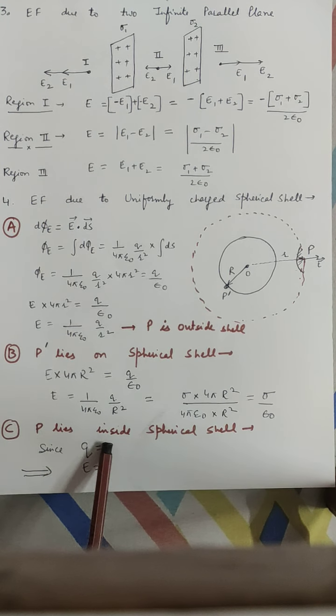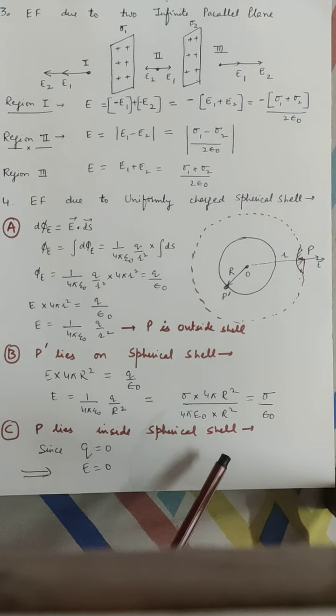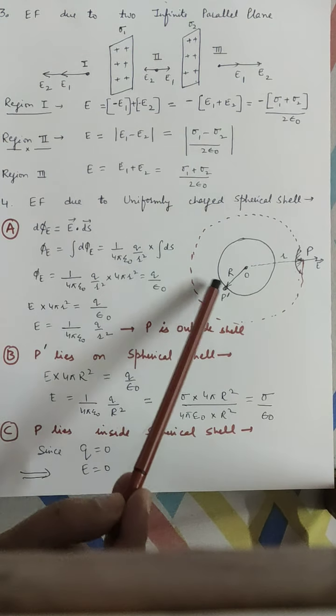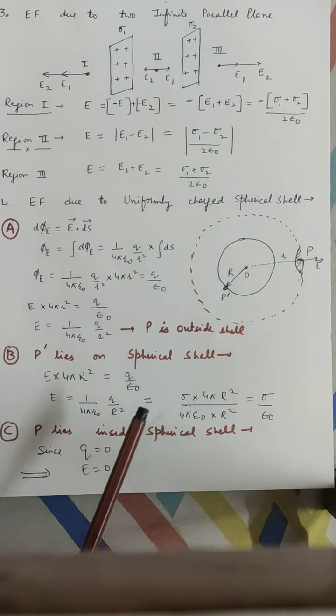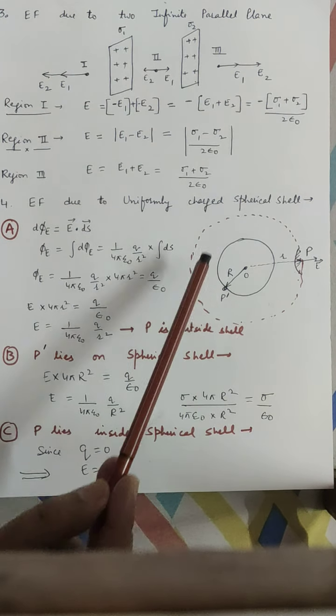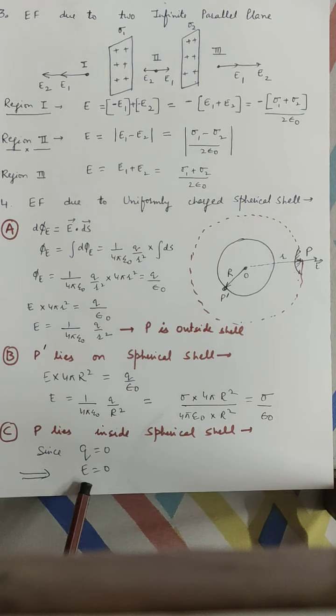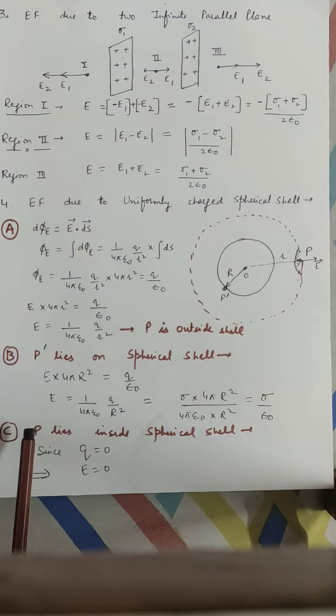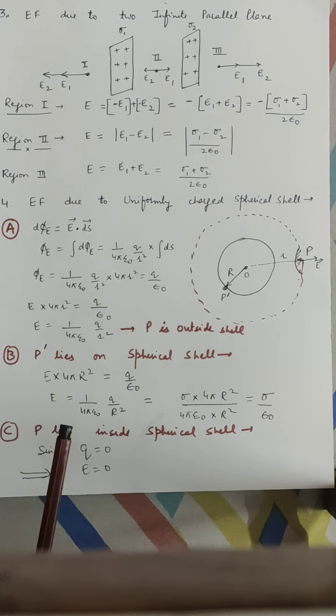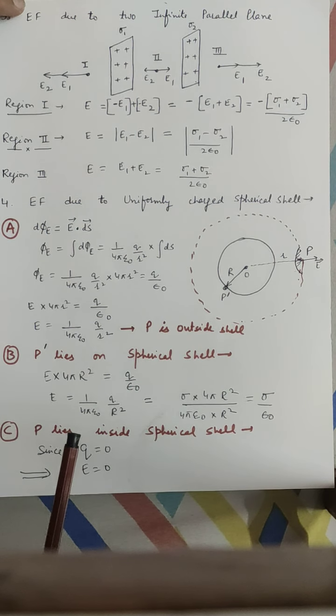Suppose this point P, consider the third case, is lying inside the spherical shell. In this particular case, since the charge inside the shell is 0, as we all know, charge resides on the surface. So since Q is 0, therefore electric field will also be 0. So these are the three different cases as far as electric field due to uniformly charged spherical shell is concerned.